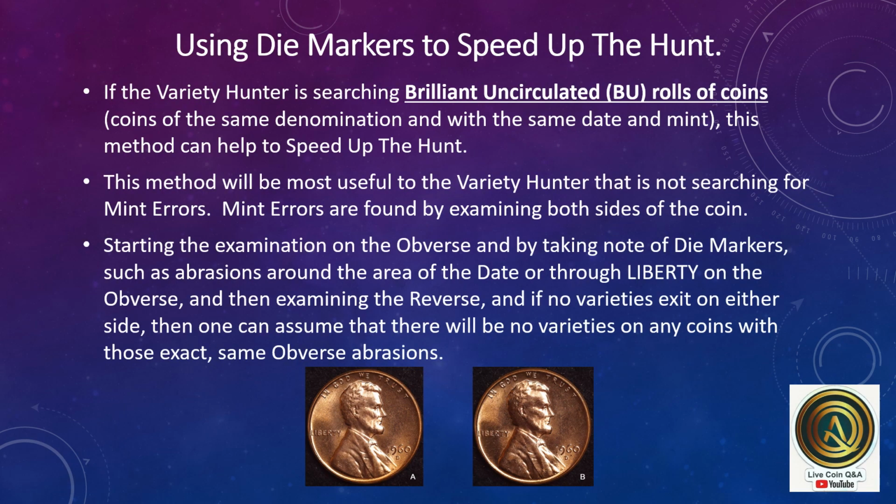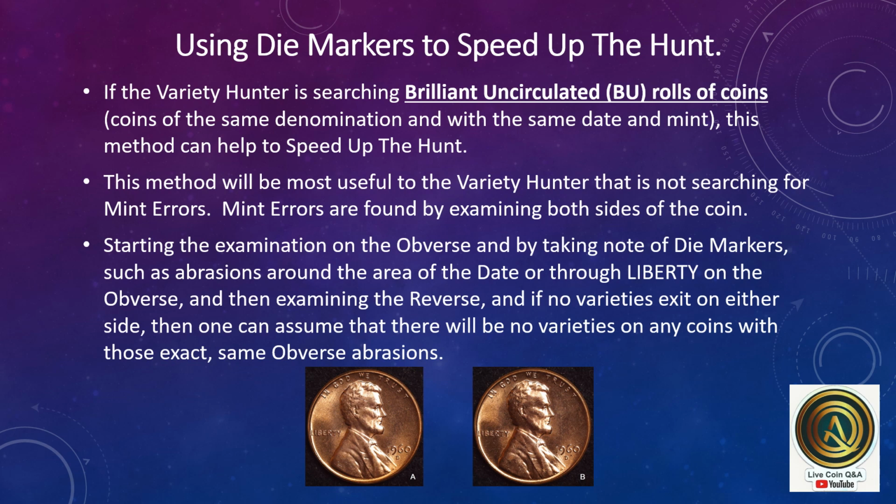Here's a trick for using die markers to speed up the hunt. If the variety hunter is searching brilliant uncirculated rolls of coins of the same denomination and with the same date and mint, this method can help to speed up the hunt. This method will be most useful to the variety hunter that is not searching for mint errors. Mint errors are found by examining both sides of the coin.